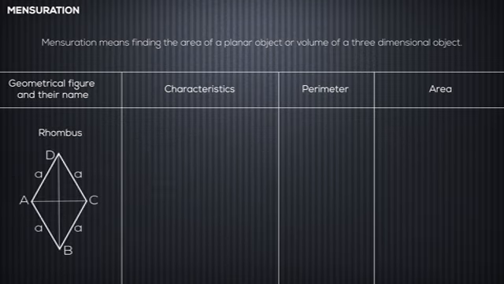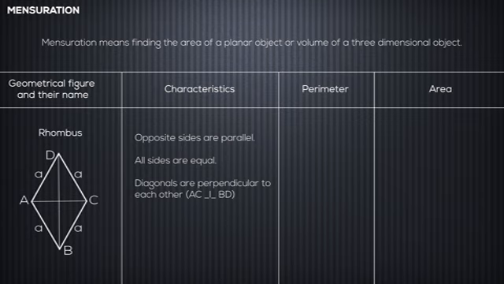Rhombus. Opposite sides are parallel in a rhombus. All the sides are equal and the diagonals are perpendicular to each other. The perimeter of a rhombus is 4a as all the sides are equal. And the area of the rhombus is half of the product of its diagonals.